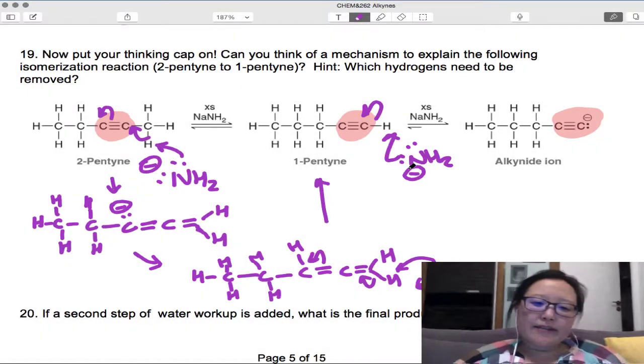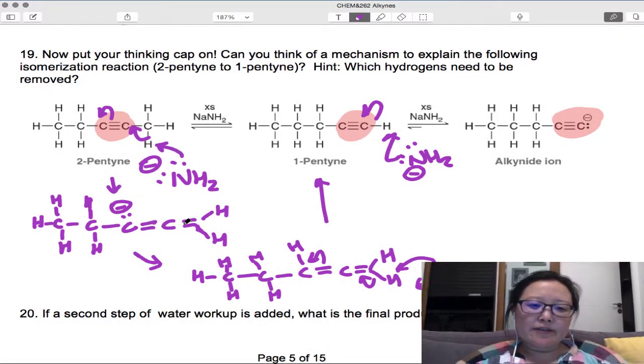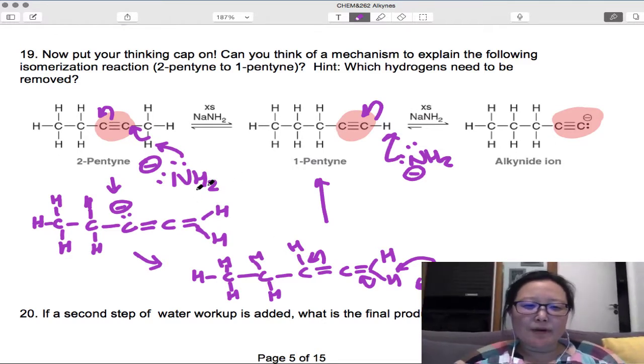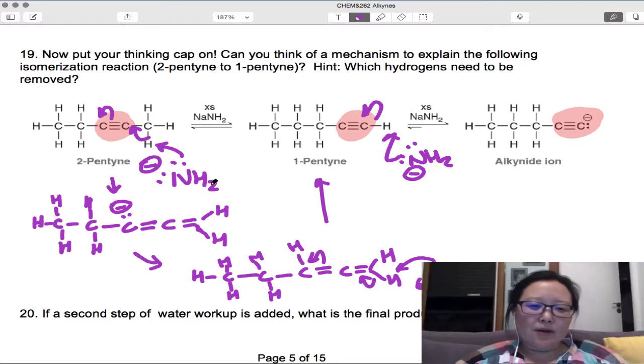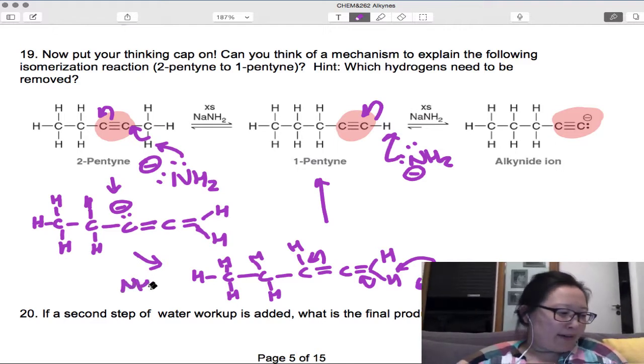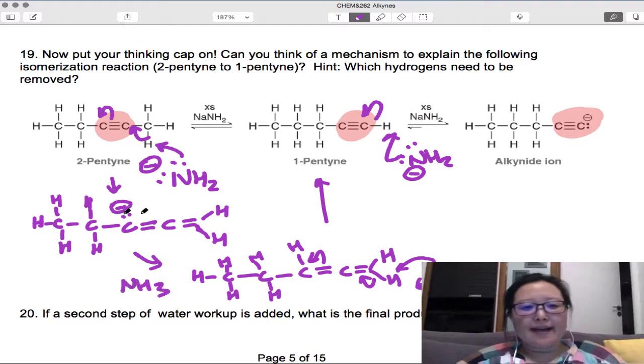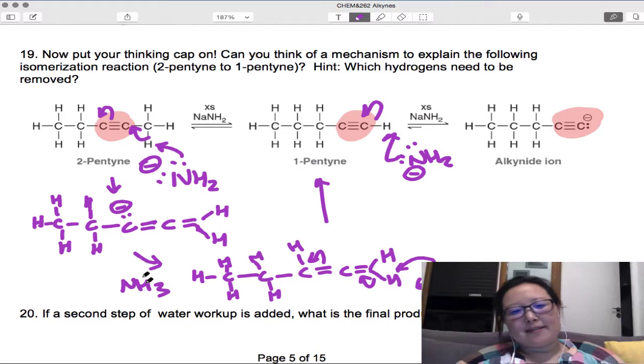Okay guys, so here's my solution. Basically, I'm going to deprotonate here like I showed you. We're going to make this cumulene here, and then I'm going to protonate this. The only thing in solution right now I could protonate with is the ammonia, the solvent actually. Now I just told you that this is not likely to grab a hydrogen off of here because the reaction is actually favored the other way.